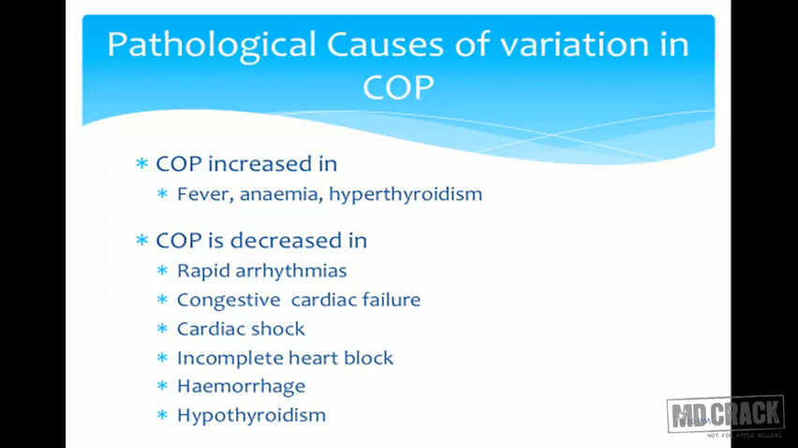In case of hemorrhage also, the cardiac output will decrease. It is because of the decrease in the venous return, and because of that, the cardiac output will decrease. In hypothyroidism, the metabolic activity of the heart decreases, which will decrease the heart rate and decrease the force of contraction. Therefore, the cardiac output will decrease.